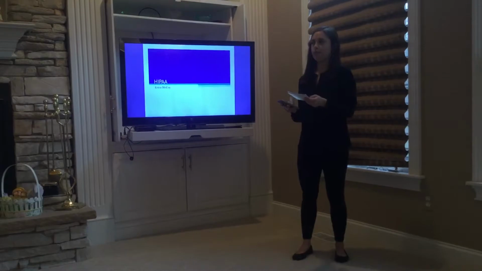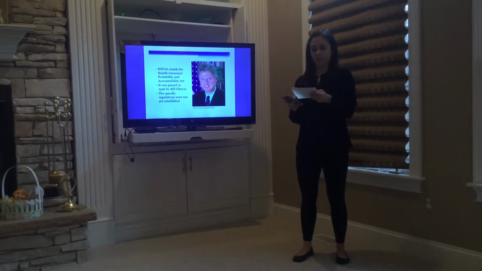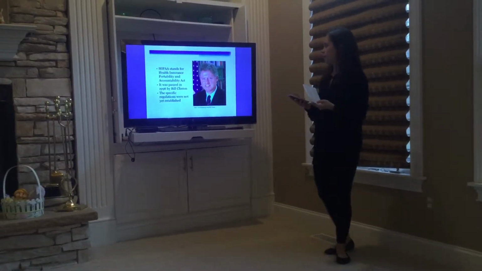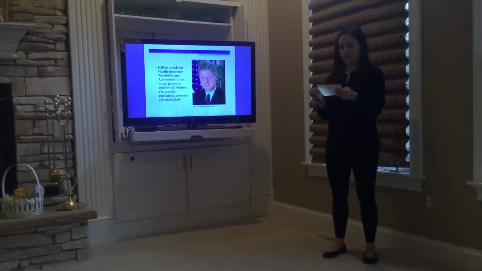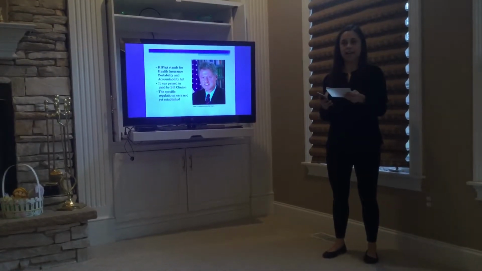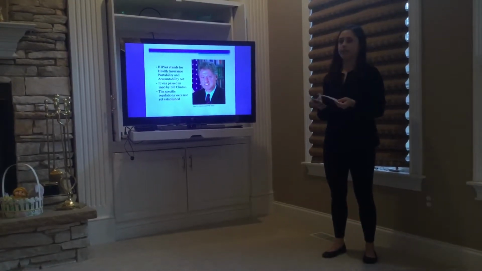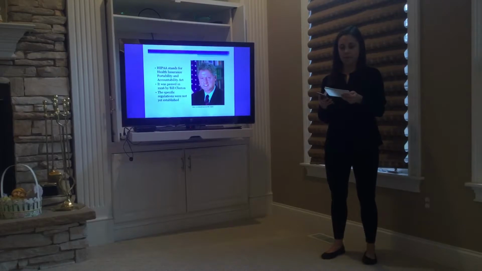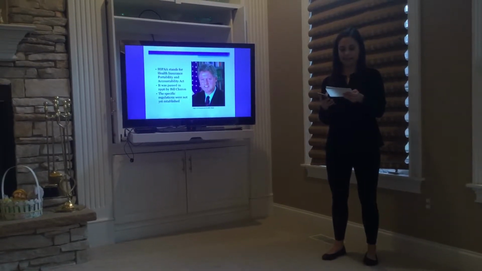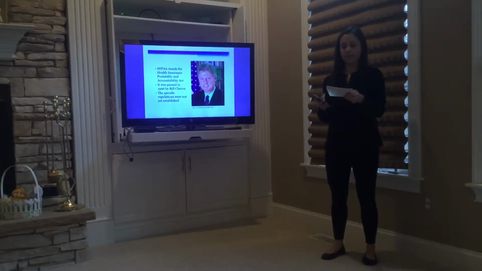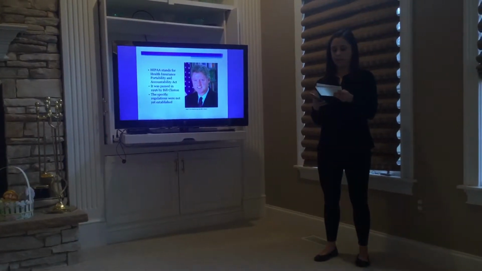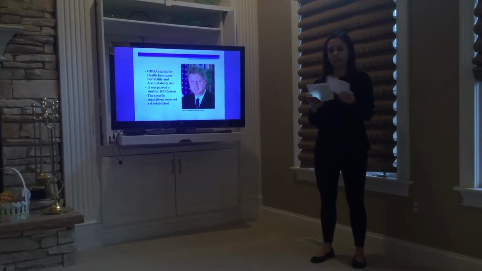First, how did HIPAA come into fruition? The bill was originally passed by Bill Clinton in 1996. It was, at the time, the Kennedy-Kassebaum bill. Today, it is simply known as HIPAA, which stands for Health Insurance Portability and Accountability Act. It originated in the 1990s when computer usage was becoming more popular.